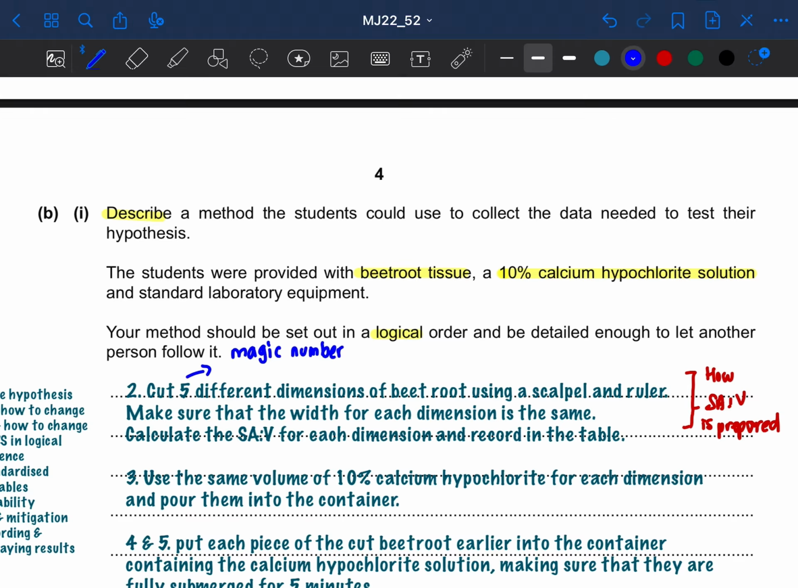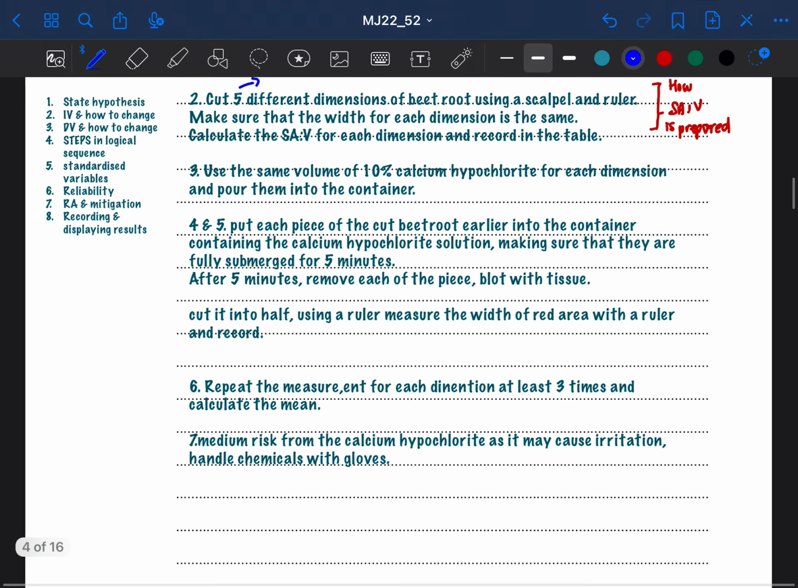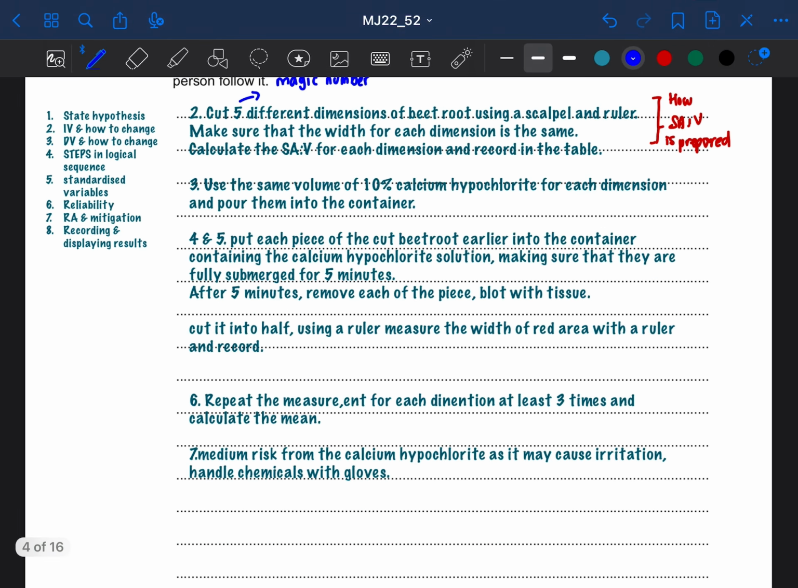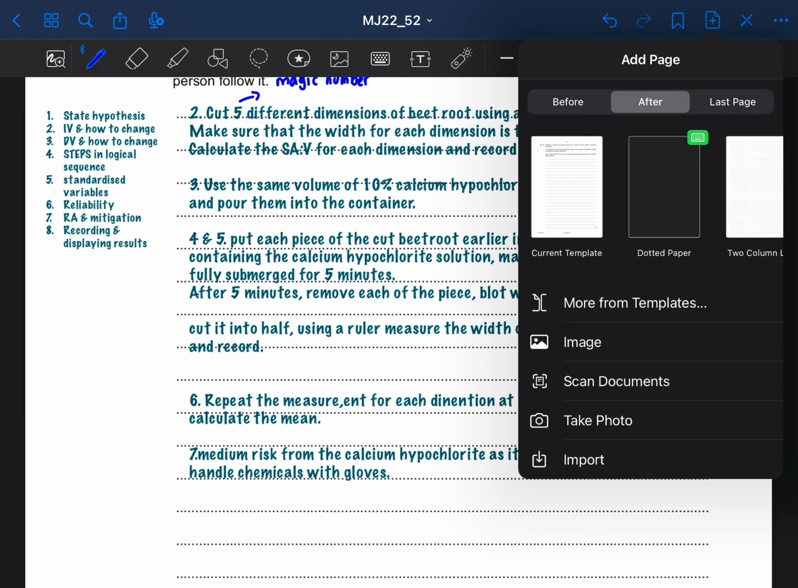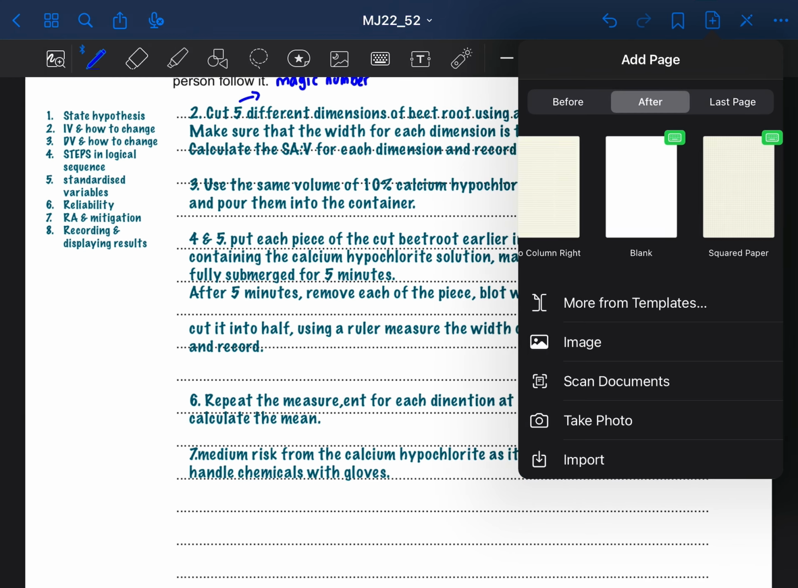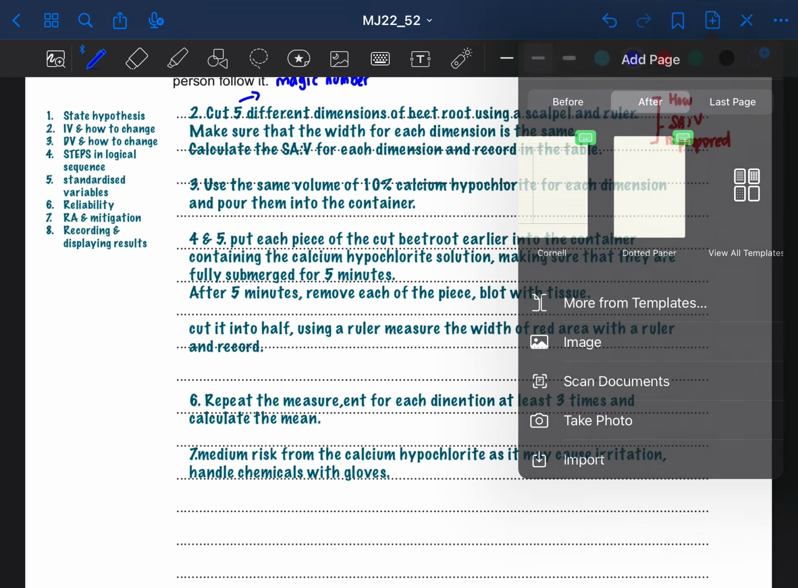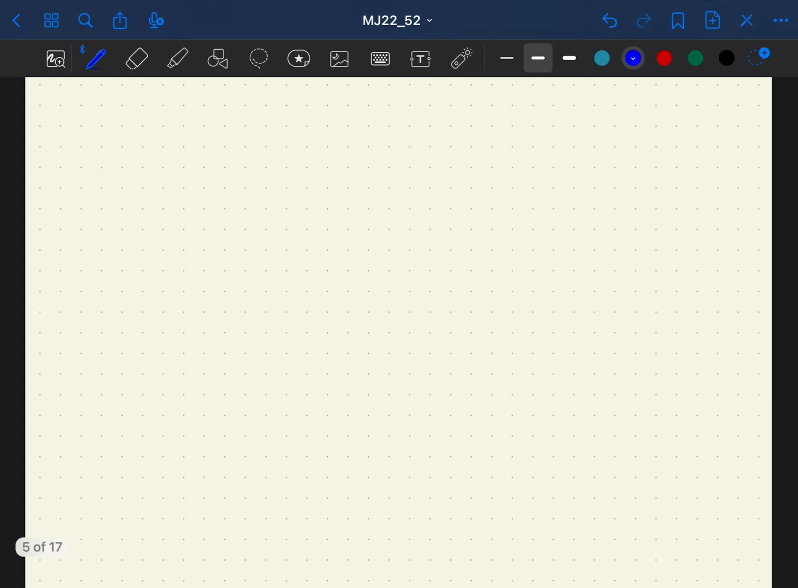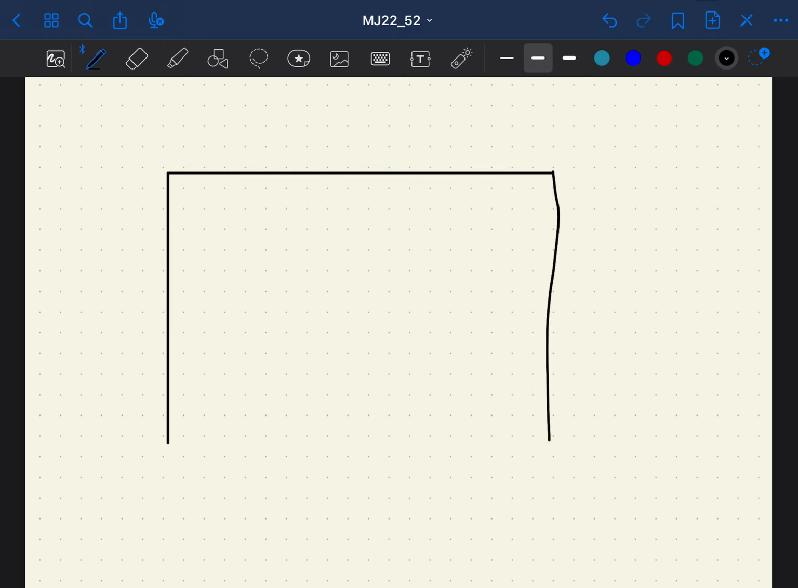And of course, an example of a table would be, let me just see if I could add a page here. I would like to use a dotted paper. So for example, if you have a table, I'm just going to draw it roughly.